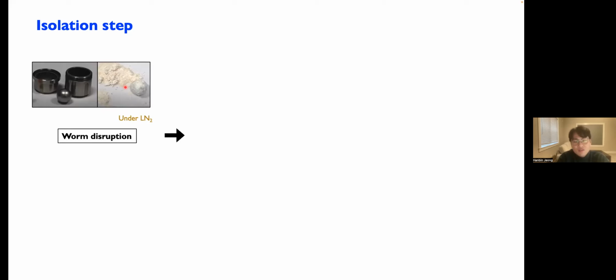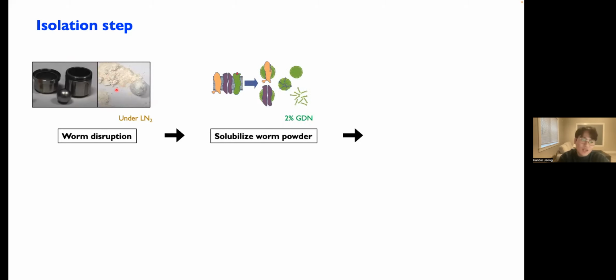And it is actually not a usual method to lyse a sample. We used to use sonication, French press, or a homogenizer to break down tissue or cells. However, this ball mill method is efficient at breaking apart the worm membrane tissues and helps to stabilize the oligomeric state of the TMC1 complex. And after that, the worm powder was solubilized in the presence of GDN detergent.